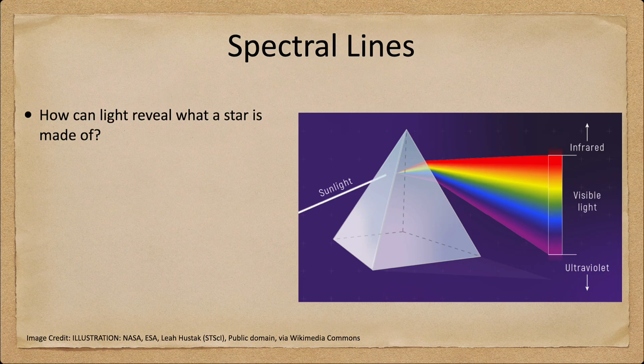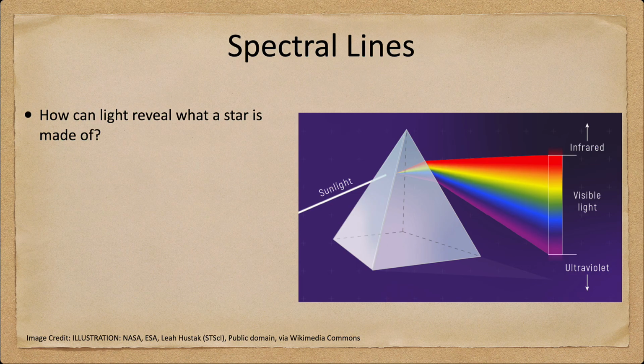When light is spread into its component colors, it reveals patterns known as spectral lines. These patterns contain information about the atoms that produced or absorbed the light. And by learning how to interpret those patterns, astronomers can uncover remarkable details about the universe.